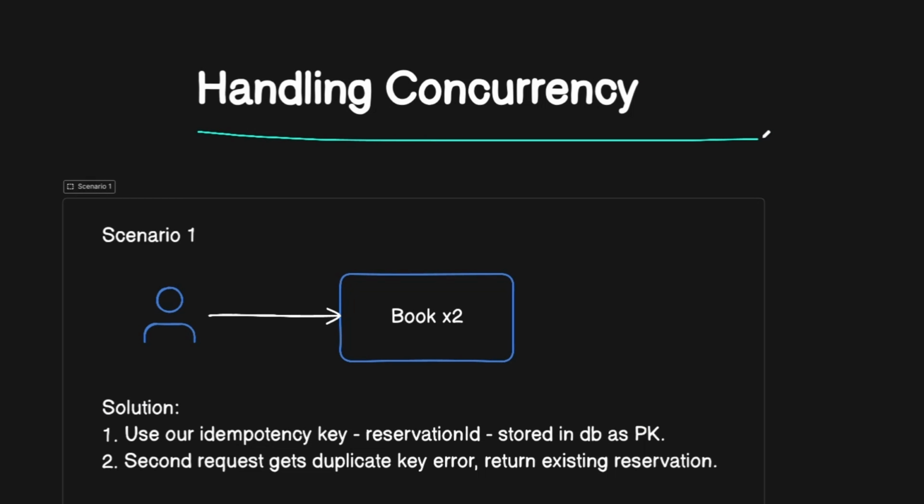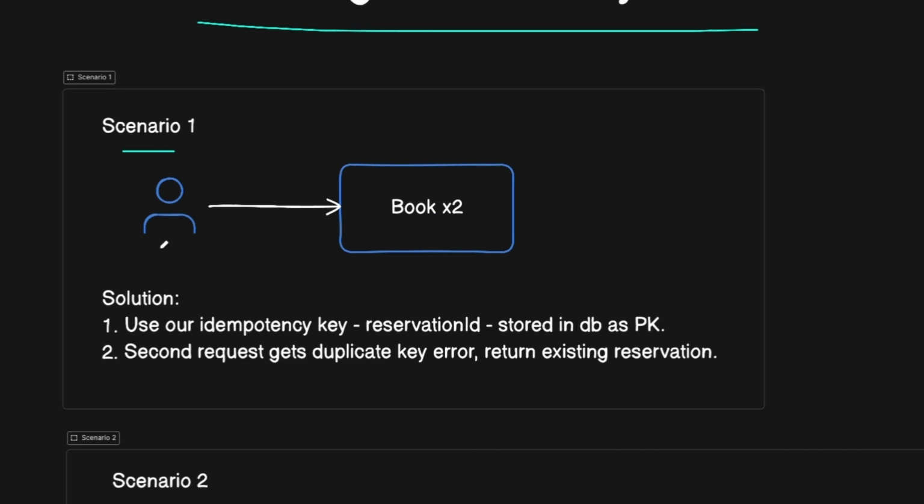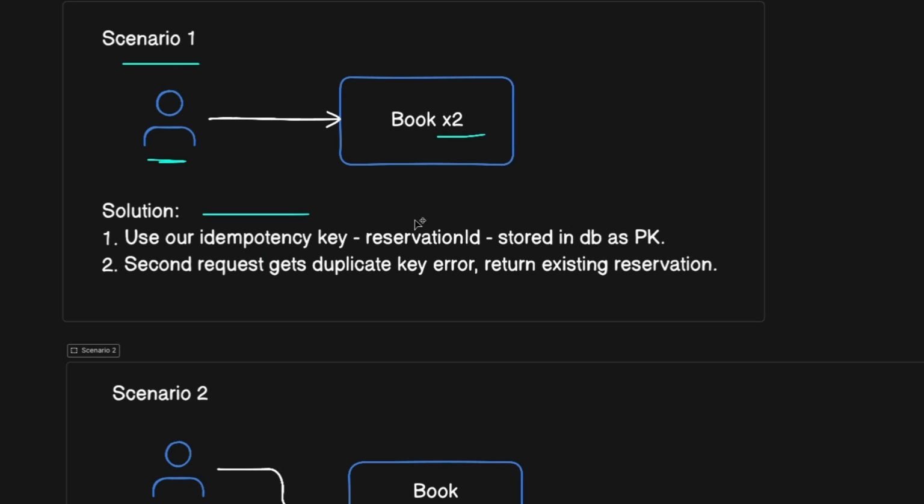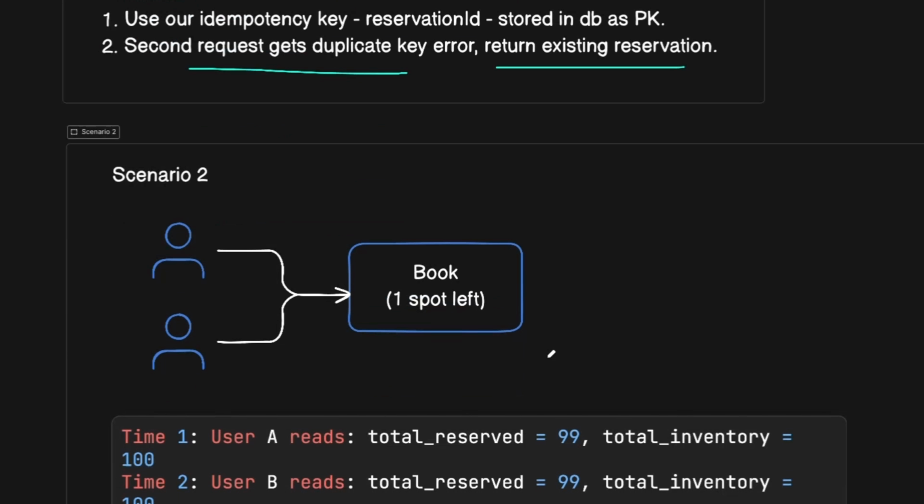We also need to handle concurrency. We already discussed the first scenario where the same user is trying to book the same room twice. The solution here is just to have that reservation key. So any second request will get a duplicate key error and we will return the existing reservation. So that's the simple one that we can solve.